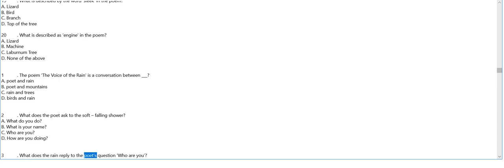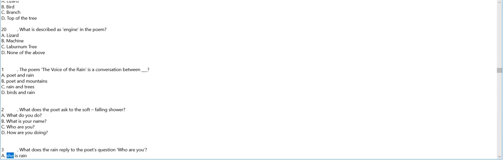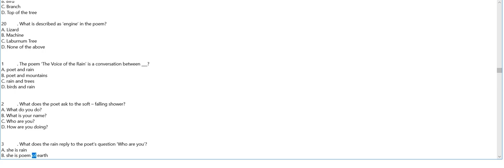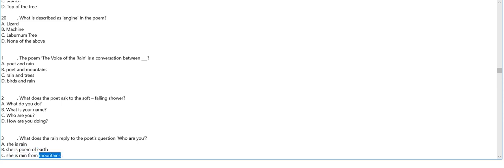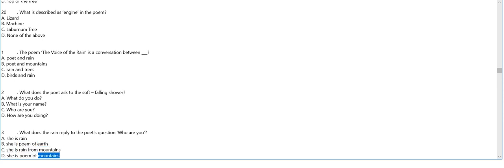3. What does the rain reply to the poet's question, who are you? A. She is rain. B. She is poem of earth. C. She is rain from mountains. D. She is poem of mountains.